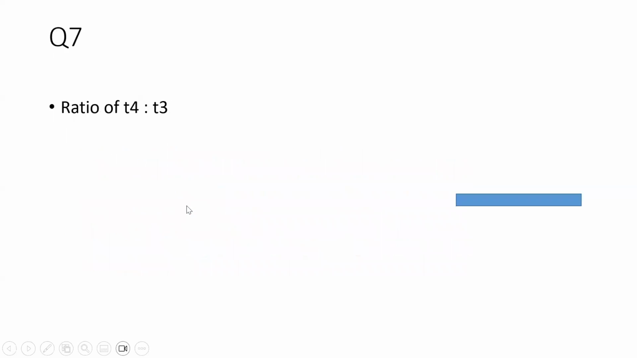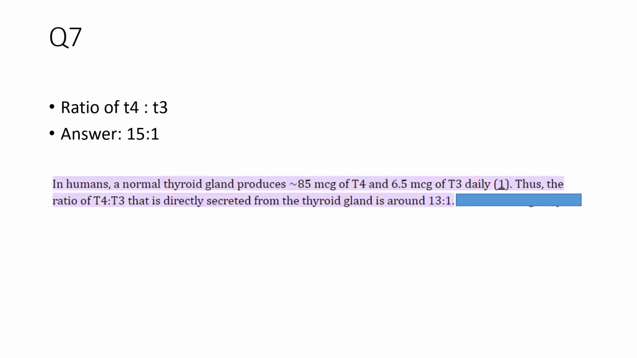Moving forward, I think they have asked consecutively in the last two exams the ratio of T4 to T3. The closest correct answer was 15:1. In humans, a normal thyroid gland produces 85 micrograms of T4 and 6.5 micrograms of T3 daily. Thus, the ratio of T4 to T3 for a normal thyroid gland secretion will be around 13:1. The closest in the answer was 15:1 in the exam question.